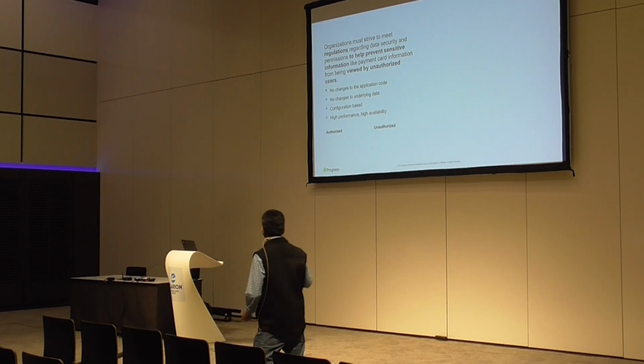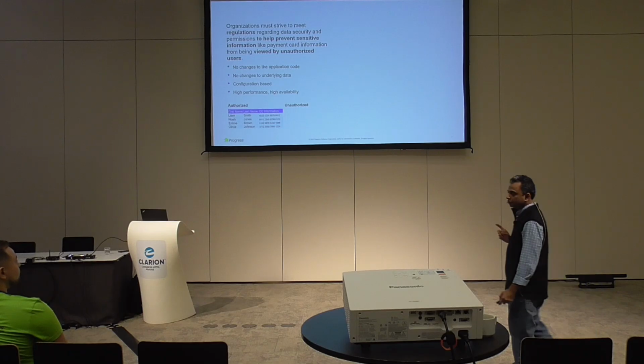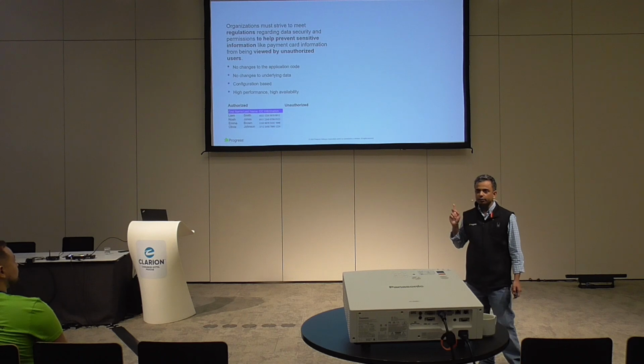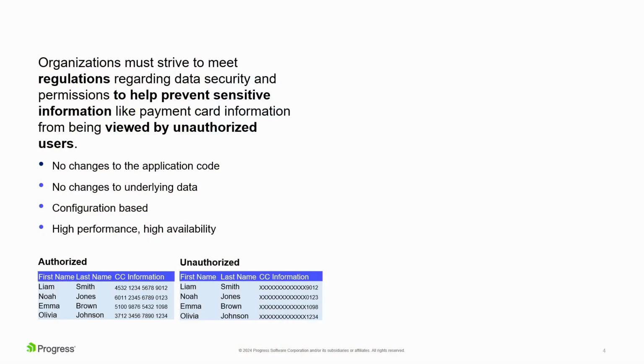Okay? So in this example, suppose you are maintaining credit card information of your customers. You have a table. The table has the first name, last name, and the credit card information. If any authorized user tries to access this table, they should get the full data. But if any unauthorized user tries to access that data, then they should get the masked or obfuscated data. So that's the business requirement.